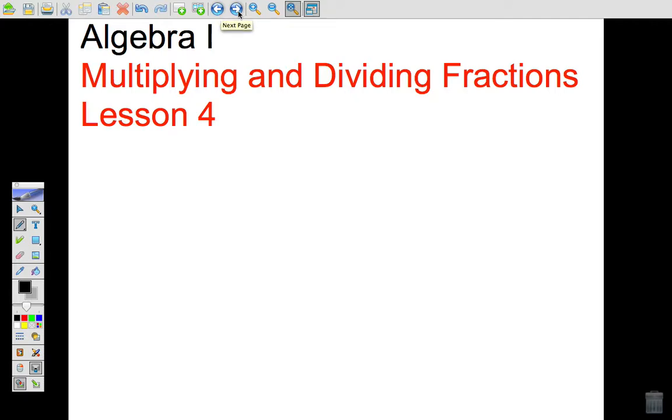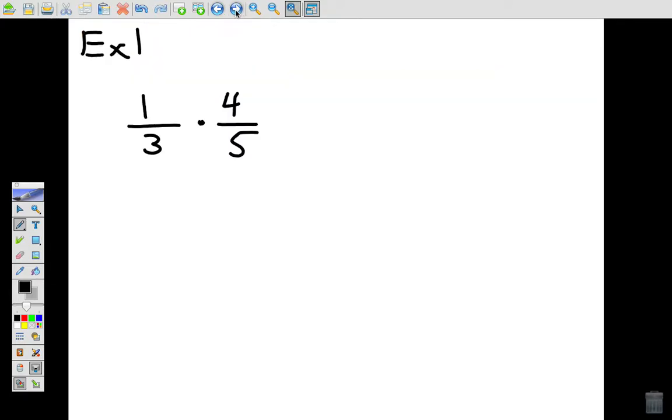Multiplying and dividing fractions for lesson 4. Now we've already talked about adding and subtracting fractions, and let's take a look at example 1. In example 1 they want us to take 1/3 times 4/5.